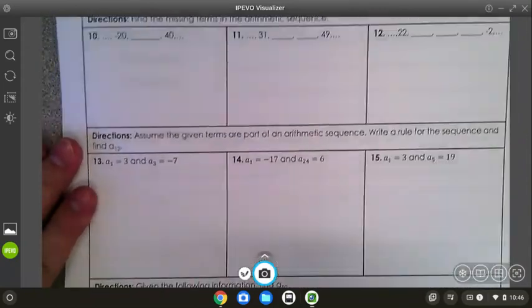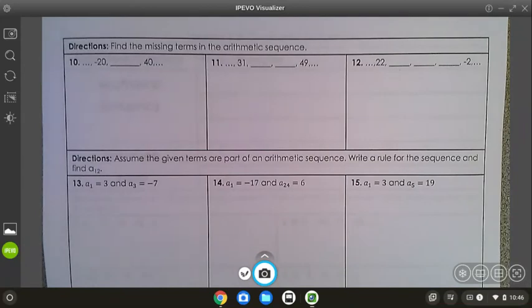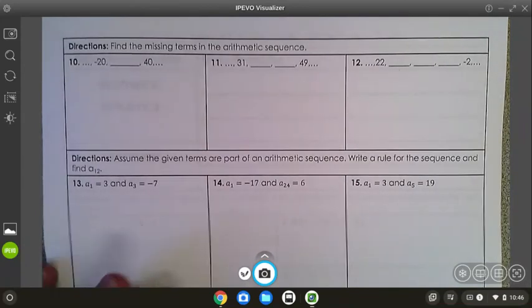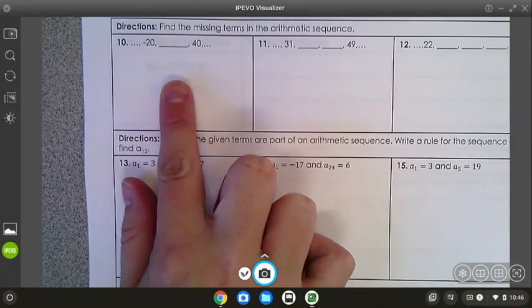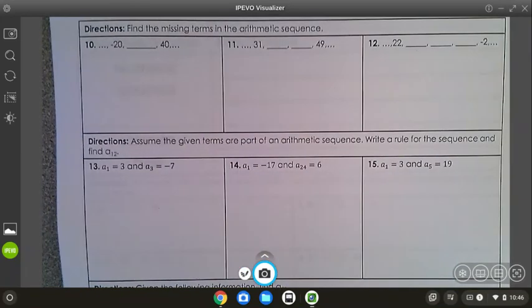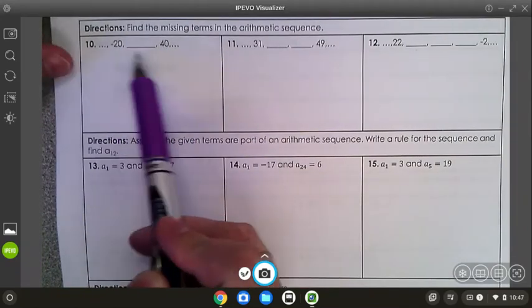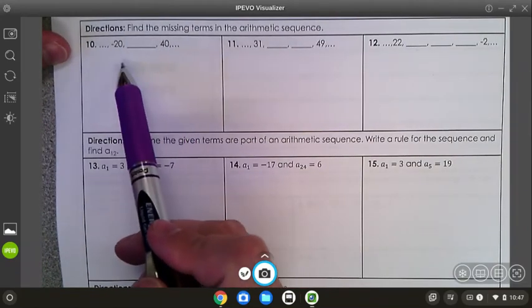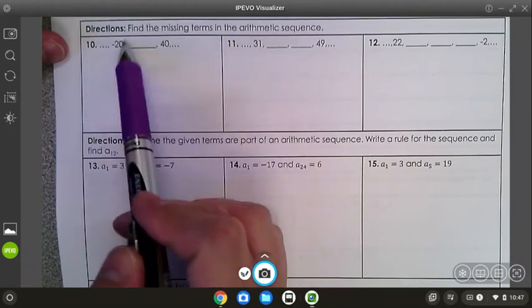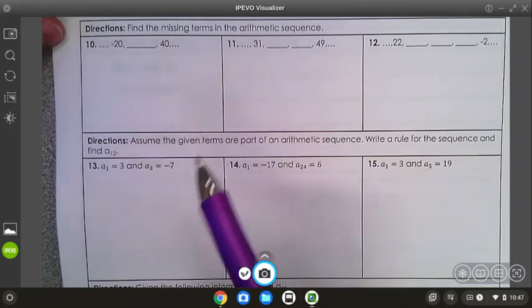So let's look at some other examples using arithmetic sequences. All right, so we're going to talk about finding the missing terms in the sequence. These are common questions that you'll see. So if we're looking here, in order to find this missing term, now we could guess and check, but to do it mathematically, we need to know the common difference.